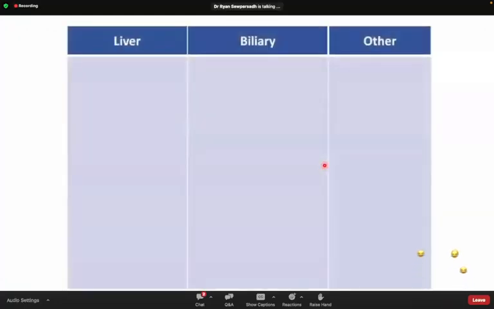Okay, so here we are. Now we can broadly partition etiologies of right upper quadrant pain into those from the liver, those from the biliary system, and other. This is a very useful way to stratify right upper quadrant pain, okay?